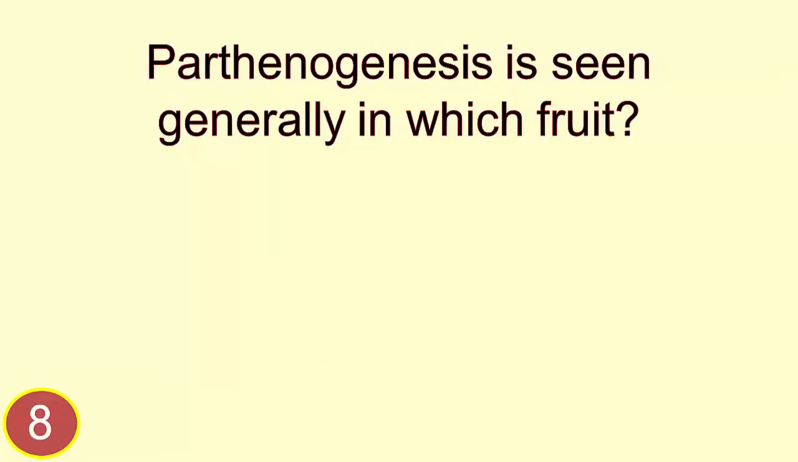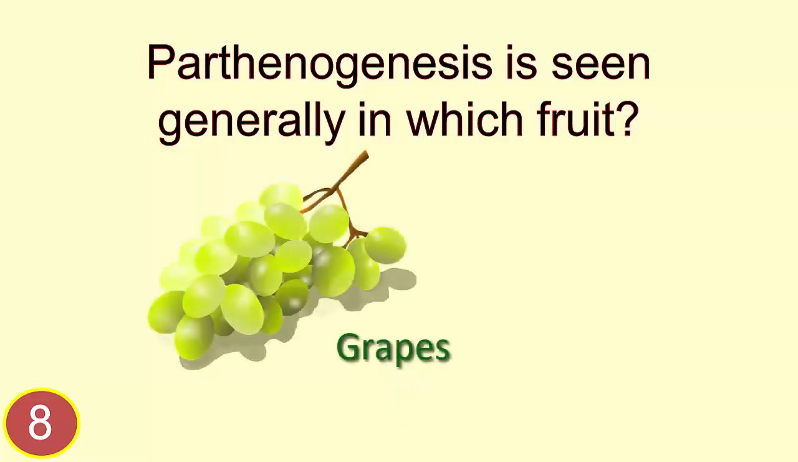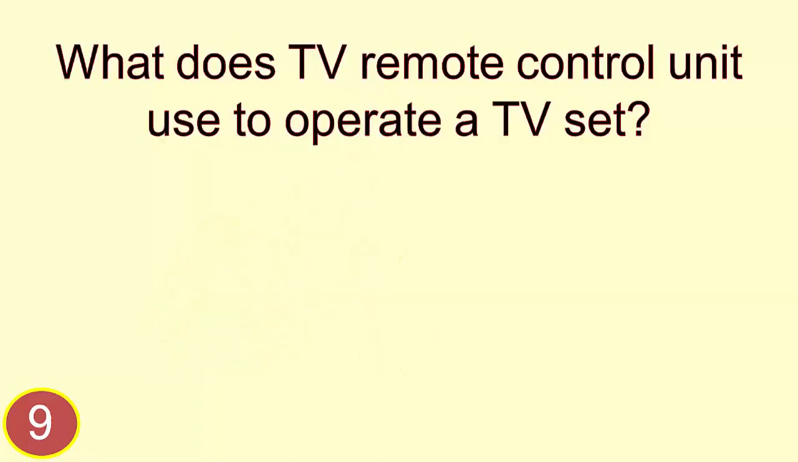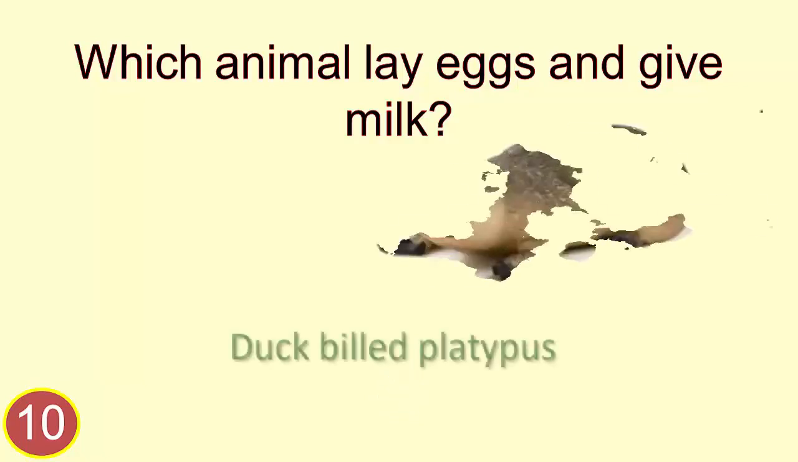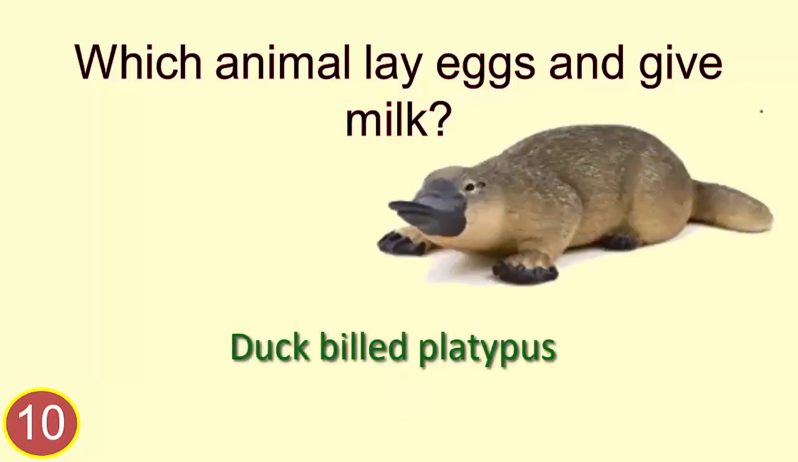Parthenogenesis is seen generally in which fruit? Answer is grapes and also seedless watermelon and oranges. What does a TV remote control unit use to operate a TV set? Answer is radio wave. Which animal lays eggs and gives milk? Answer is duck-billed platypus. It is the only animal that can give both milk and eggs.